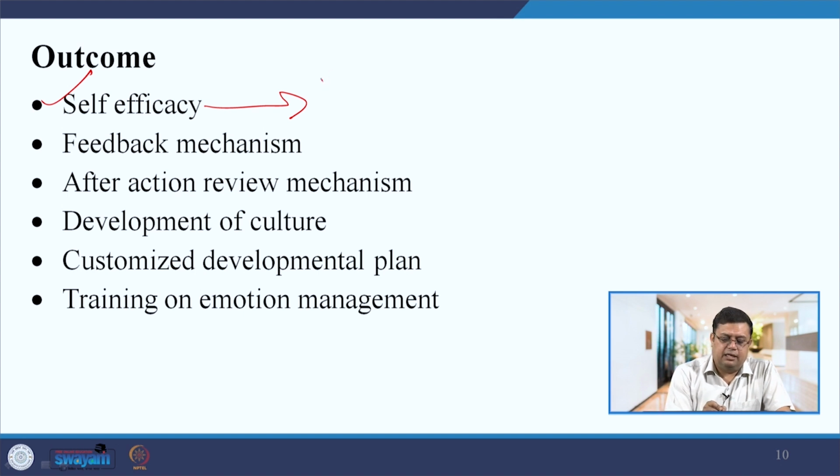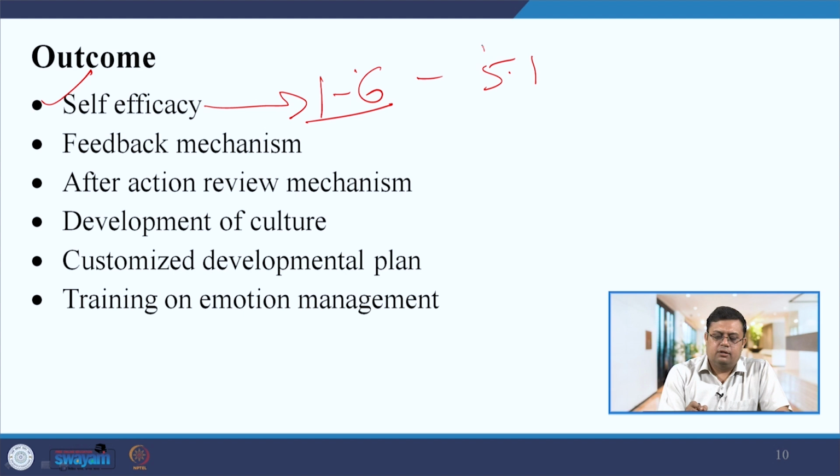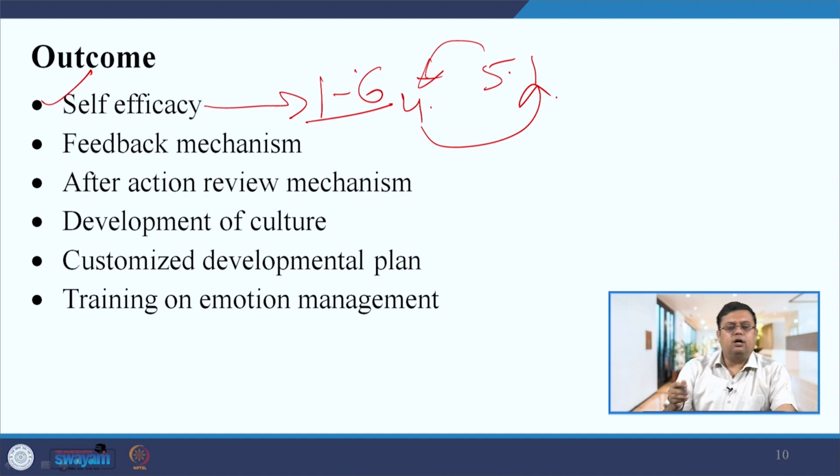And then you can see what is the average rating for that self efficacy. So between 1 to 6 scale is there. If average is 5.1, right, before the developmental it was 4 and it has increased to 5.1. So that is how you can present to your management that 10 people were developed for the last 2 years.